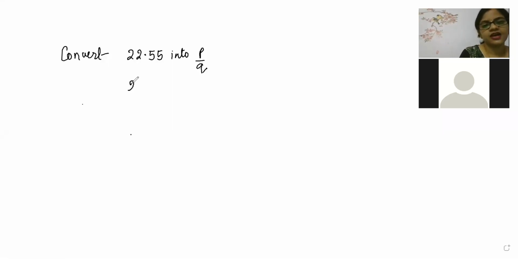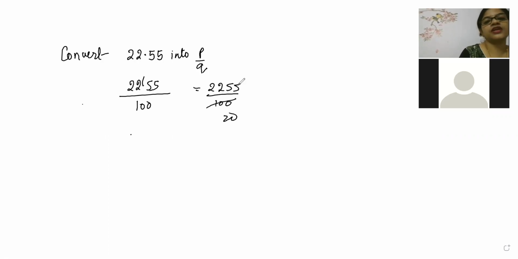Let's see. 22.55 is there. So when the decimal cuts, after the decimal two digits, so two zeros. Now we will use the 5 table. It is coming 2255 by 100. So 5 4s are 20, 5 5s are 25. Super. Everyone is correct.